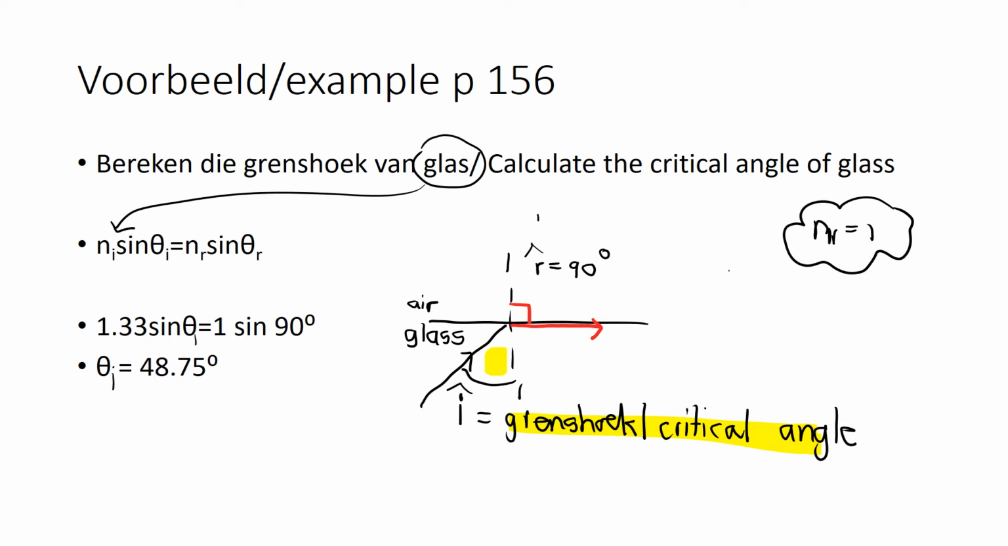When you hear the word critical angle, you must know that the angle of refraction is equal to 90 degrees. It's not given. You must know that. And then you just work out your value of your angle of incidence, and that is 48,75. Dan werk jy jou grenshoek uit.